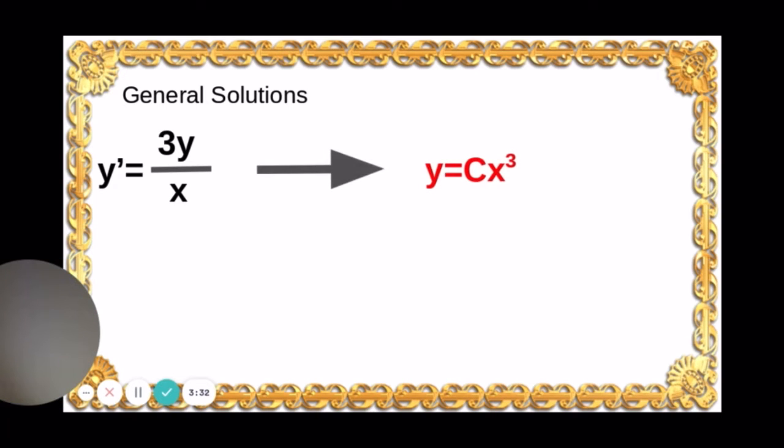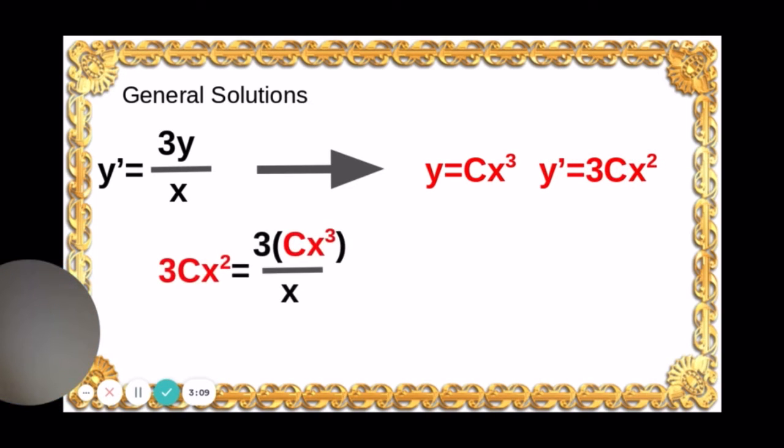So differential equations have what are called general solutions. The general solution to this equation is y equals cx to the third, where c is an arbitrary coefficient, where any value of c is going to be a solution of y prime equals 3y over x. You can plug these in again: find the derivative, that's 3cx squared, and plug everything in to get 3cx squared equals 3cx squared.